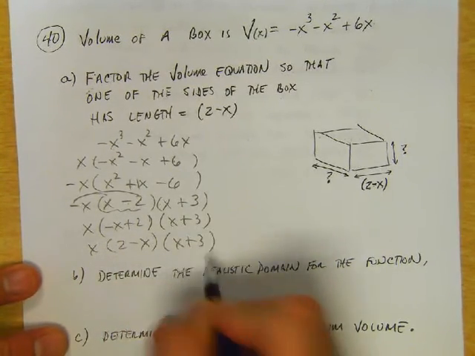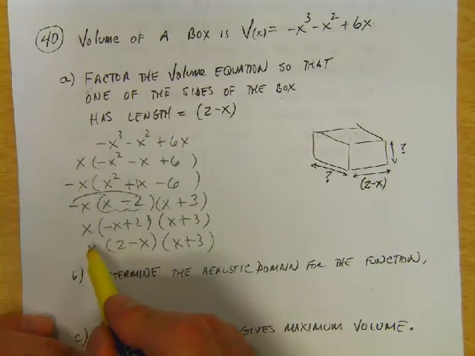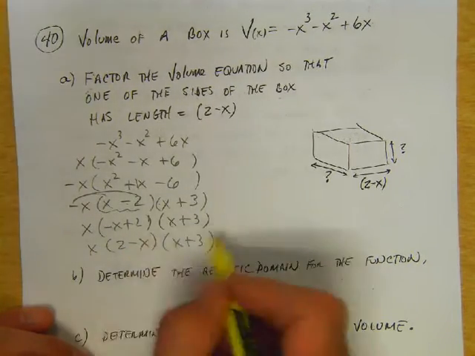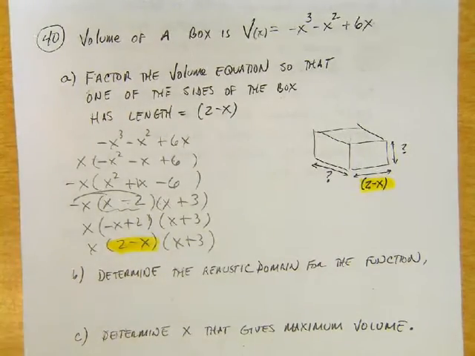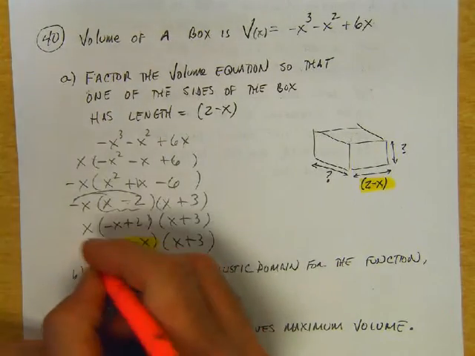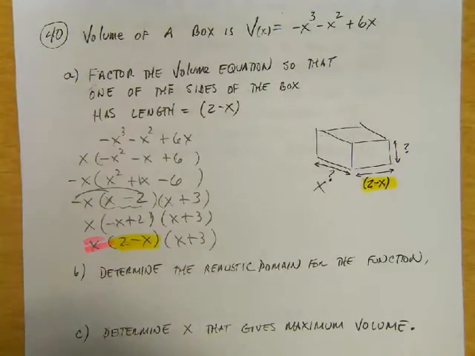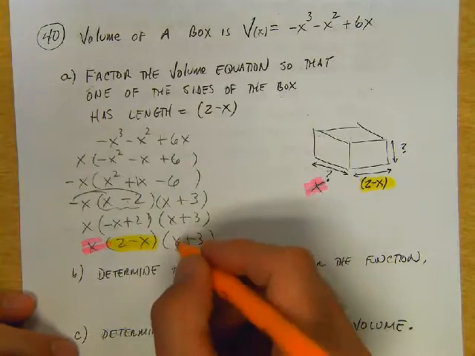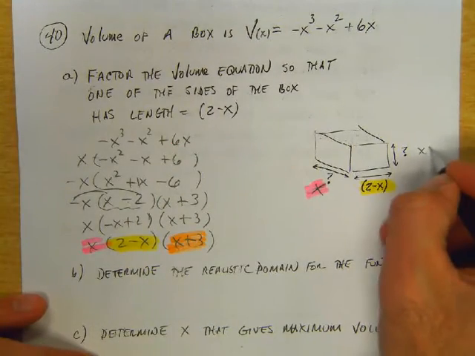And so now we have three factors here. This one is one of the sides, and so this x would be another one of the sides, and the third factor would be the third side.